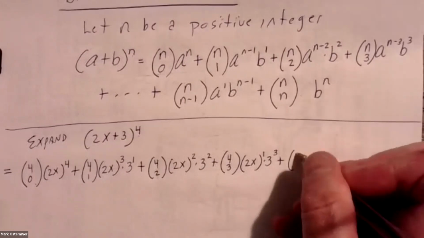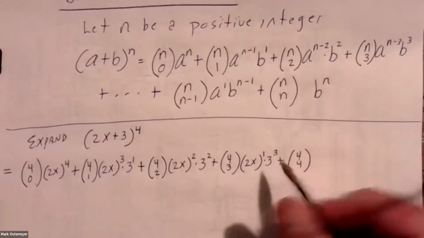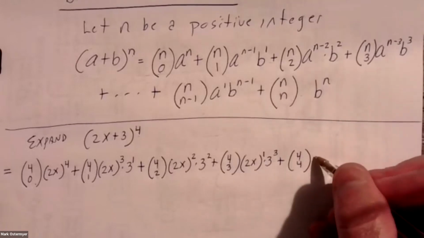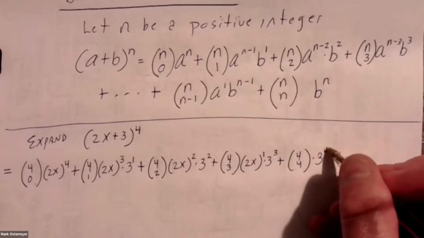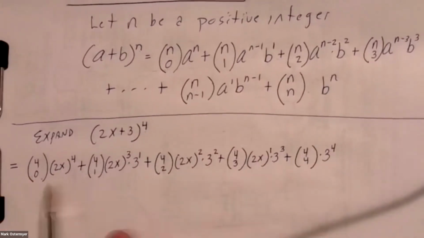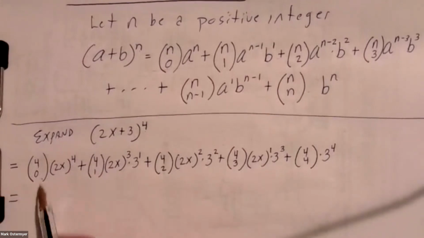Plus, finally, 4 in combination with 4. First term's power is down to the 0th power, which makes it just a factor of 1. And the last term's power increments to the power of the binomial, 3 to the 4th power. Now it's just a matter of cleaning this up here. And 4 in combination with 0.